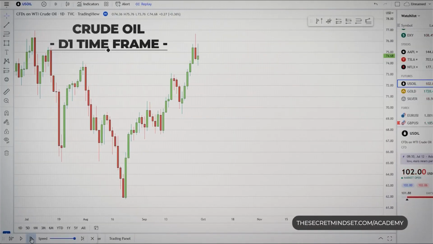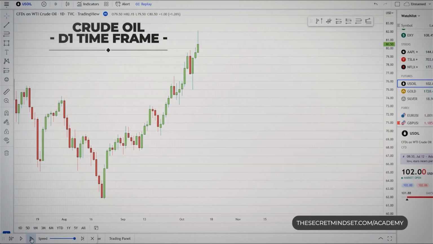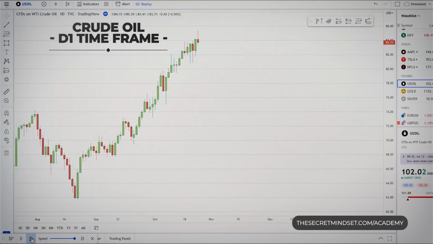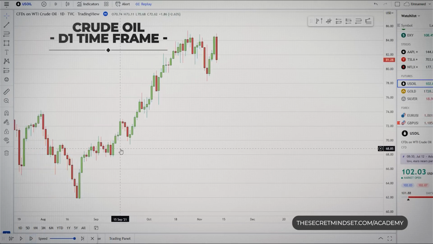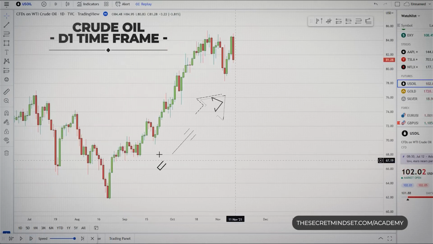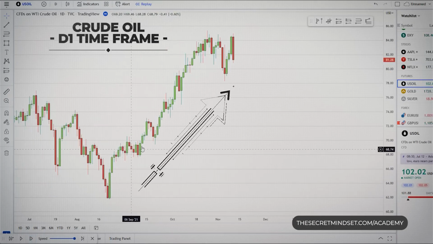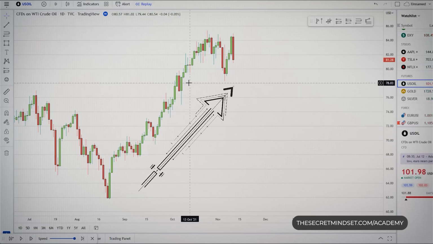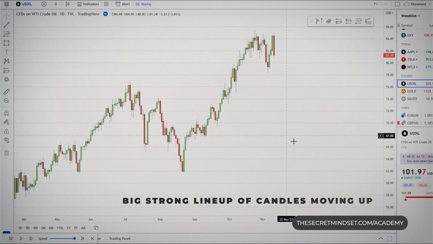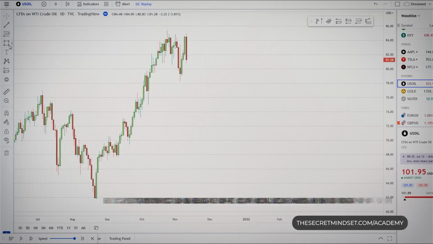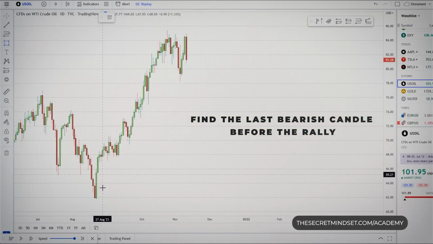We are looking at crude oil. I prefer to analyze higher timeframes and pinpoint the entry on lower ones. On the daily timeframe, I see a demand area. I see this big strong lineup of candles moving up, candles with long bodies and small wicks. We then identify the origin of the price movement, the last bearish candle before the rally.